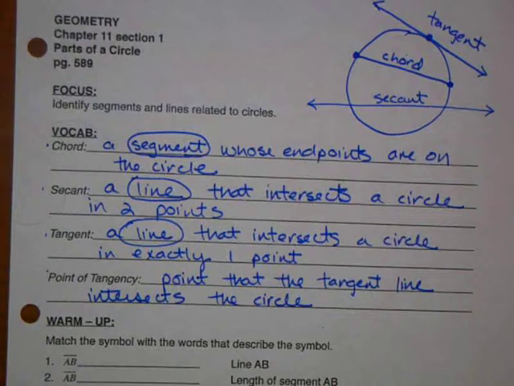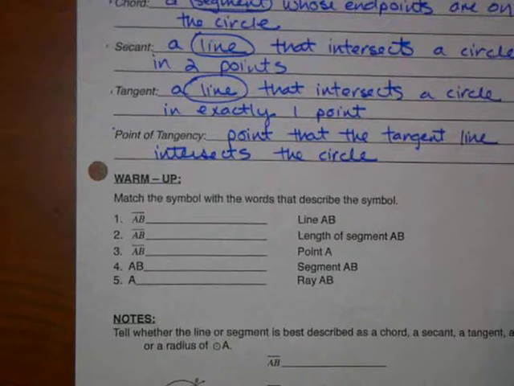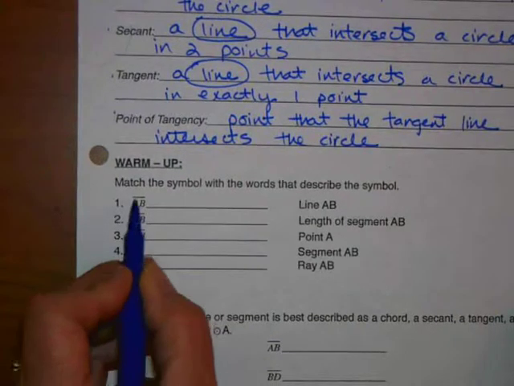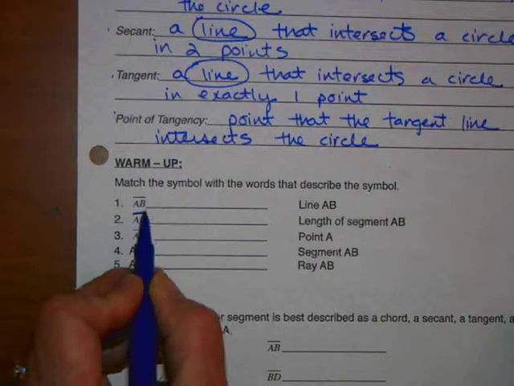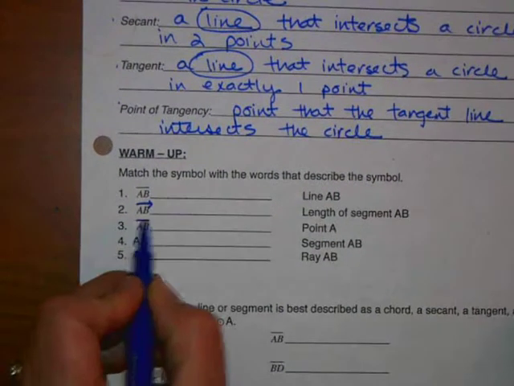So that's all we're working with today, just being able to recognize those things and know how they're written. The first part we'll just do together. Match the symbol with the words that describe the symbol. These are not very clear. That's just like that, but this one should look like this. And this one should look like this.